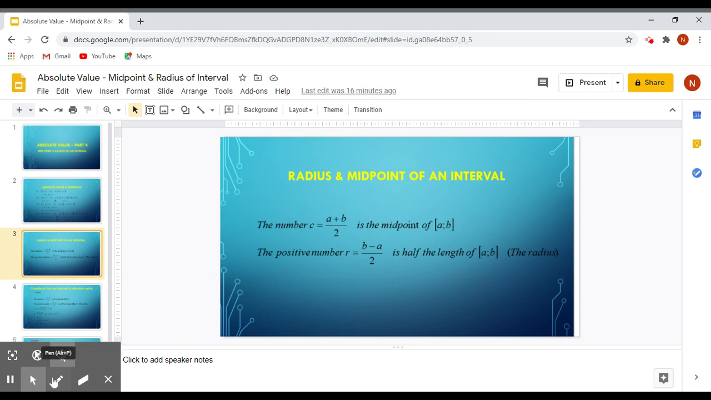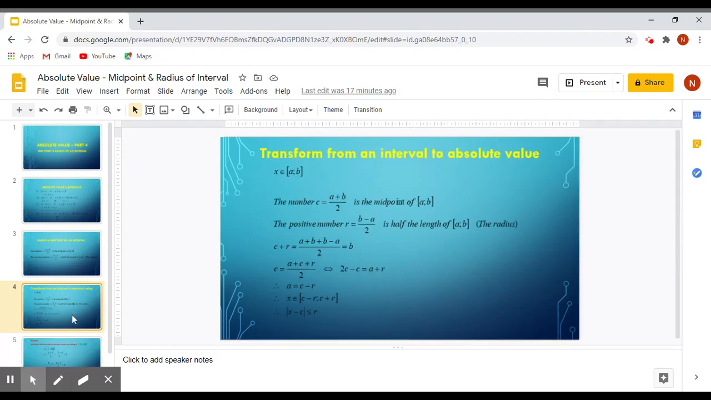Now, the formula for the radius and the midpoint of an interval. The midpoint of the interval, the formula is very similar to the formula of the midpoint of a segment. So it's equal to a plus b over 2. And the radius is b minus a over 2, which represents half the length of interval AB. Now, we are going to use these to convert an interval into an absolute value.